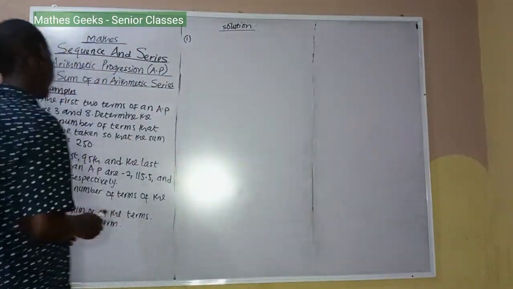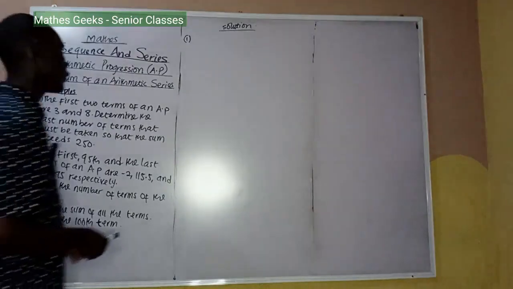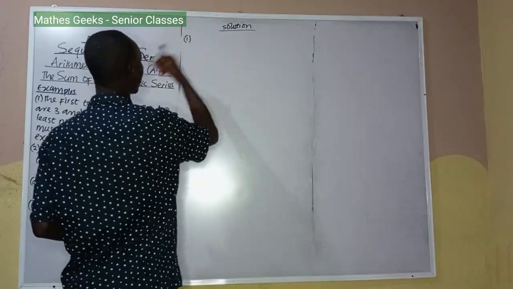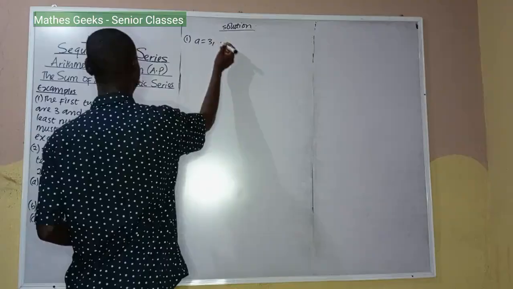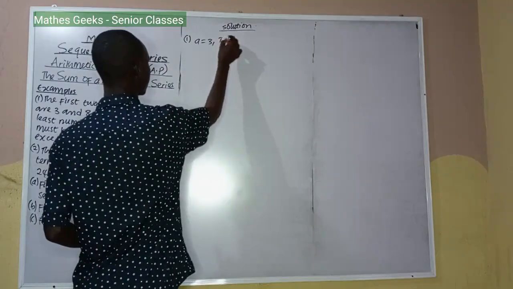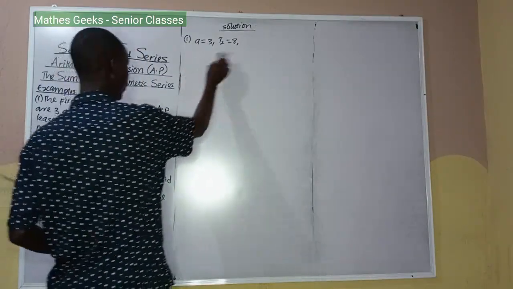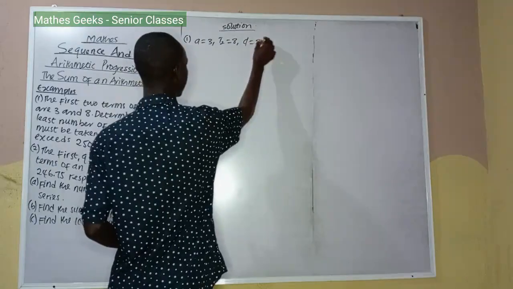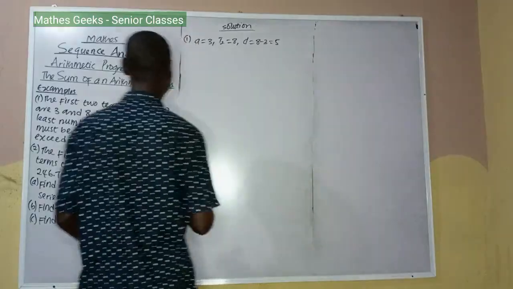Number 1. The first two terms of an AP are 3 and 8. Determine the least number of terms that must be taken so that the sum exceeds 250. So the first term is equal to 3, and the second term is 8. T1 is 3. Now the common difference is equal to 8 minus 3, and that's equal to 5.